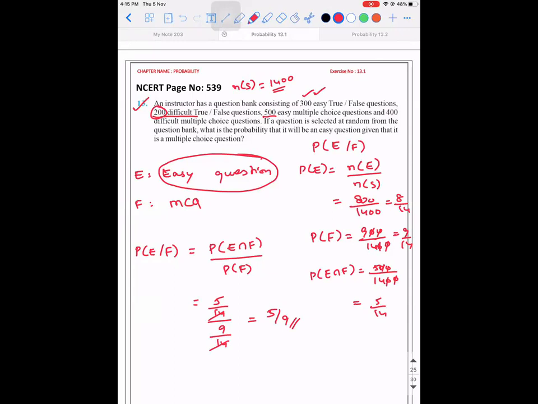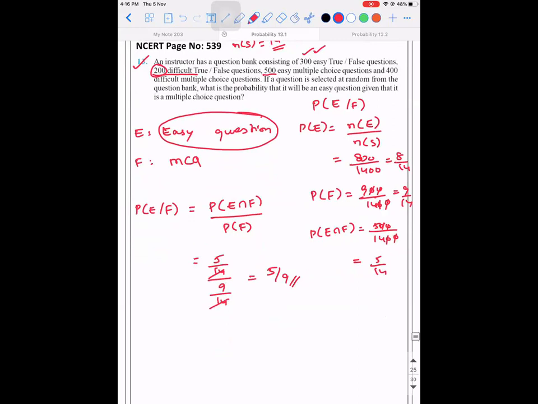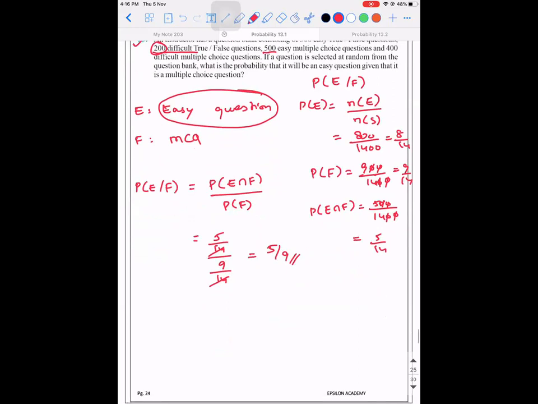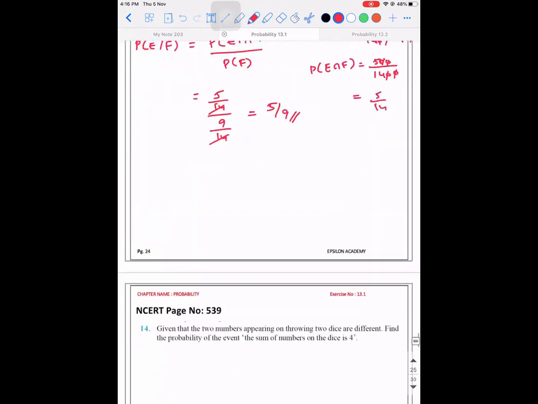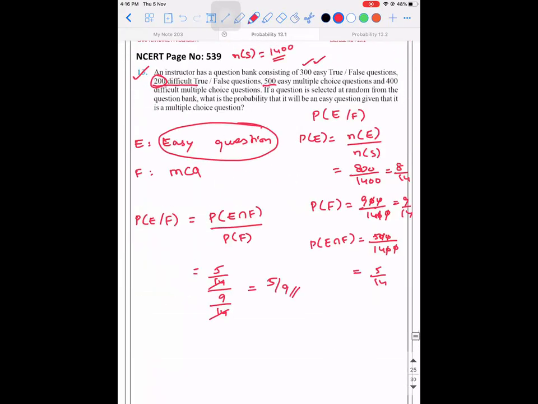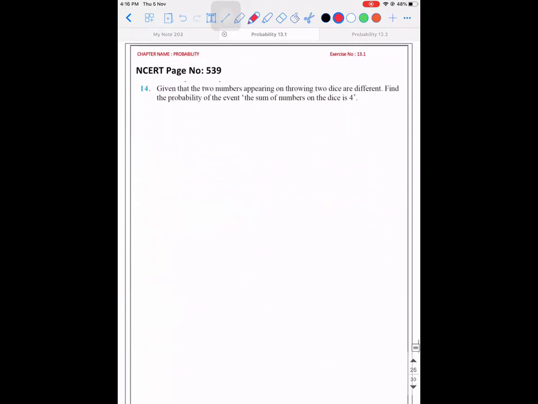Clear? See, if you master the first two exercises, the third is easy actually, because the third is an extension of this concept, which is called Bayes' theorem. So I suggest you understand this clearly. Shall I move on? Let me know once you're done. Okay, so let's do the 14th one, guys.